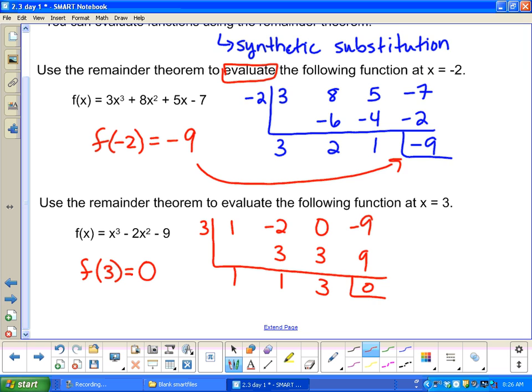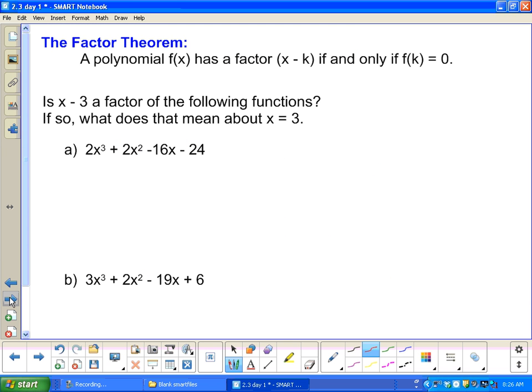The factor theorem: a polynomial has a factor x minus k if and only if f of k equals 0. Remember we said if it's equal to 0 at the end, if the remainder is equal to 0, then that's a factor. So I can determine anytime I want if a given binomial is a factor of a function. Look at one.